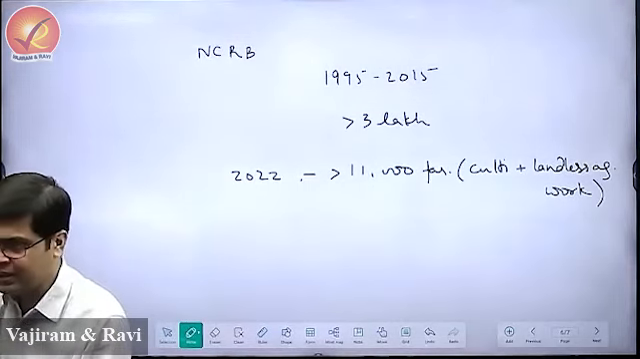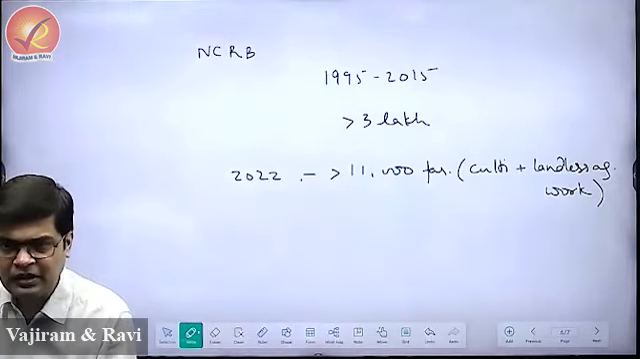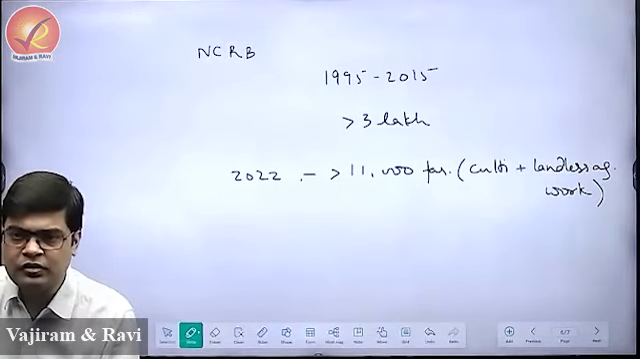So, I guess it is clear to everyone. We'll continue with this topic in the next lecture as well. We'll discuss how agriculture influences the overall climate.